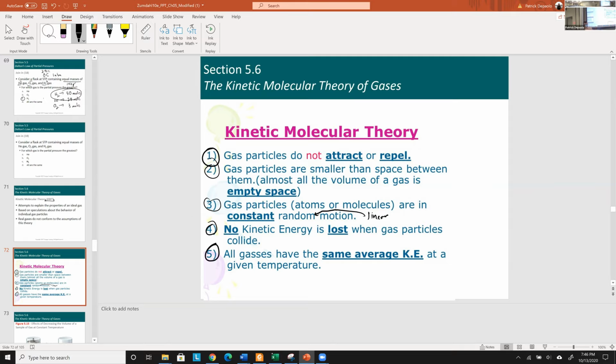Five, all gases have the same average kinetic energy at a given temperature. That is just the definition of temperature. The definition of temperature is the average kinetic energy of a set of particles. So that one is just stating that at a given temperature, they all have this average speed, and we can say the whole sample has an average speed. It doesn't mean they're all moving at this speed, and we're going to see that later on.